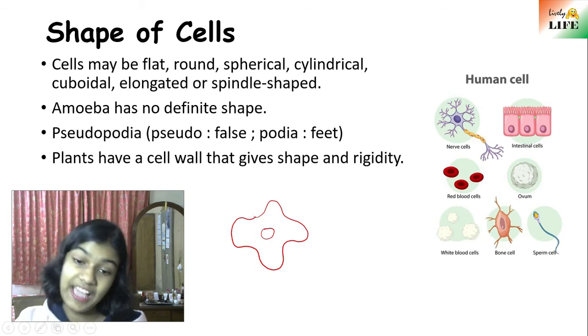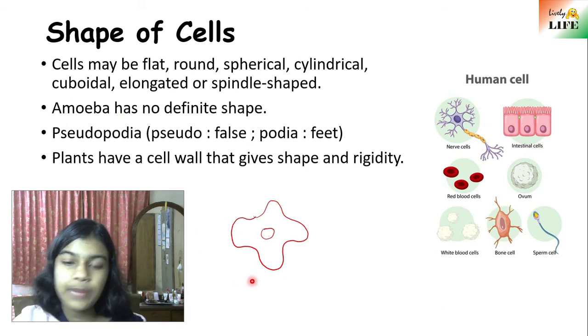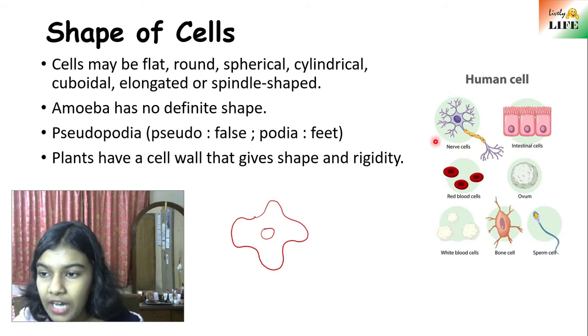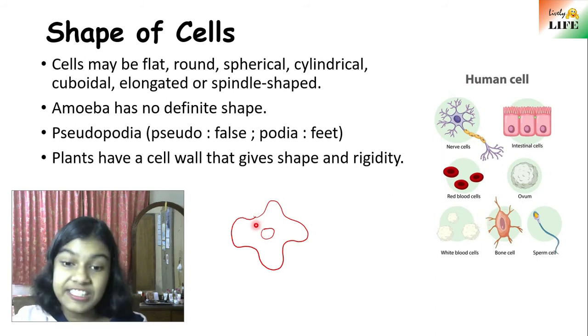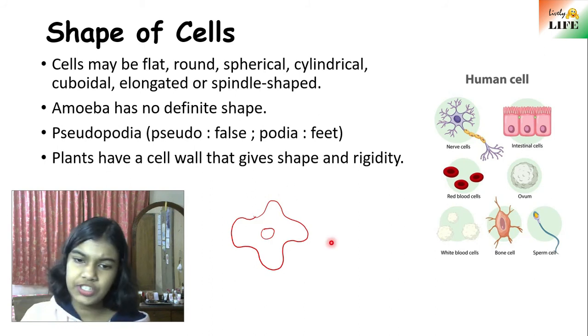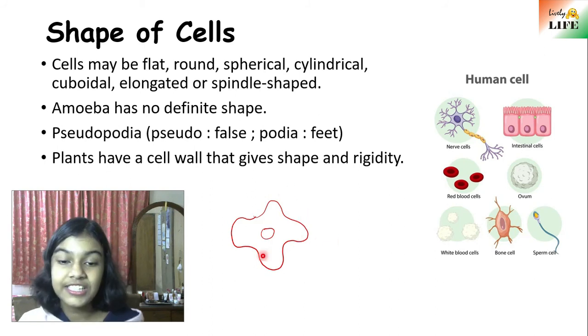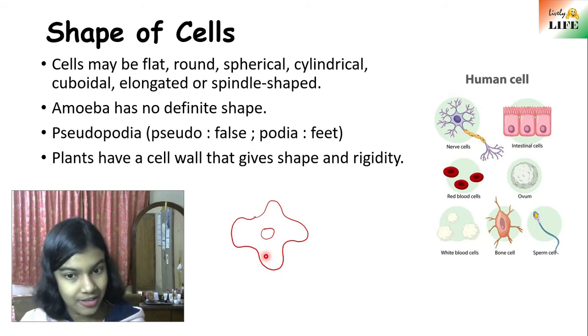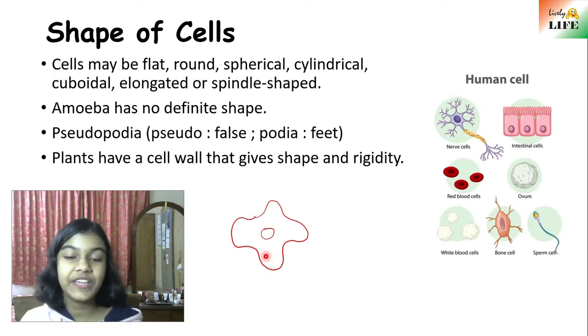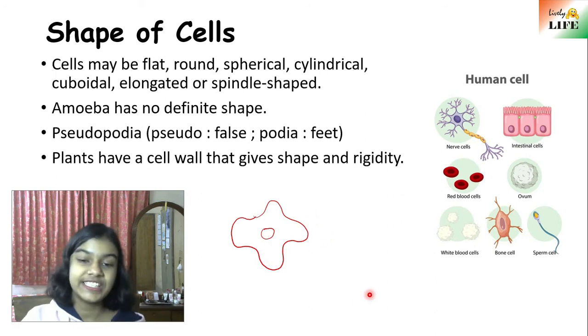This is an amoeba. It has no definite shape like others. For example, our nerve cells, red blood cells, they all have a definite shape, right? But amoeba doesn't have a definite shape. It is irregular in shape. It can stay in whatever shape it wants. And it is an interesting fact that amoeba always keeps on changing its shape. Can we change our shape? No, we cannot. But amoeba can change its shape.